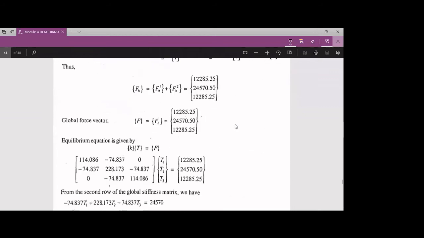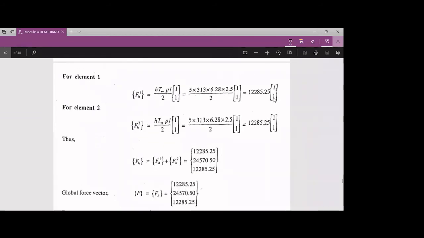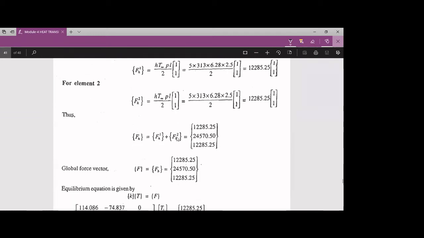Since node number 2 is common to element number 1 and element number 2, this common node is going to be added, and the remaining values of node number 1 and node number 3 remain as they are. So the first node value is 12285.25, and for the second node, 12285.25 plus 12285.25 is going to be added, which is 24570.50, and the third node value will remain the same, 12285.25. This is how the global force vector is generated for the convection.